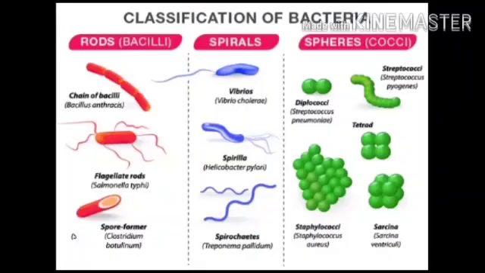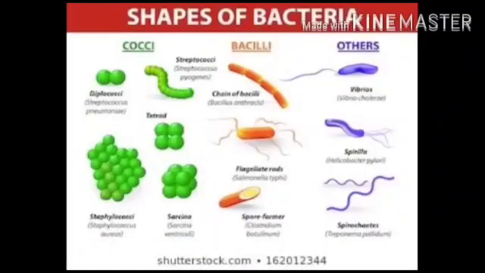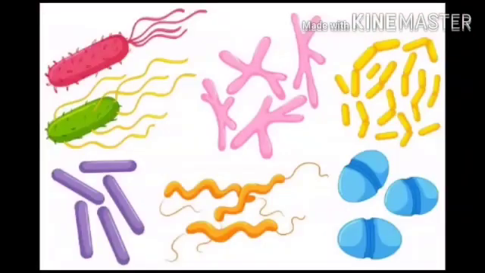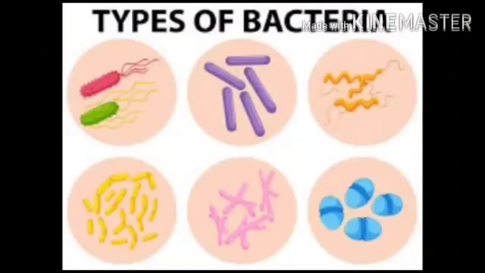Based on shape, bacteria are classified into 4 types. They are bacilli, cocci, spirilla and vibrio. Bacilli means rod-shaped bacteria. Example, Bacillus anthracis. Spirilla, spiral-shaped bacteria. Example, Helicobacter pylori. Cocci, spherical or ball-shaped bacteria. Example, Streptococci and Staphylococci. Vibrio means comma-shaped bacteria.